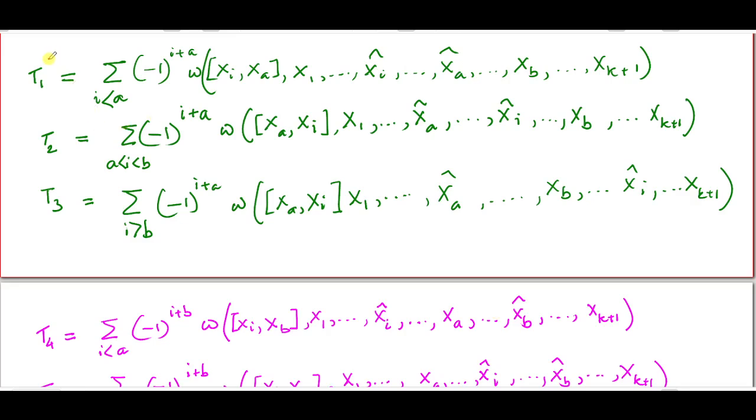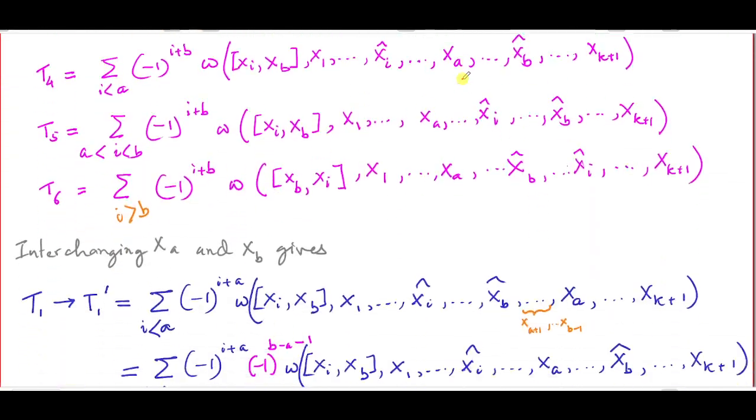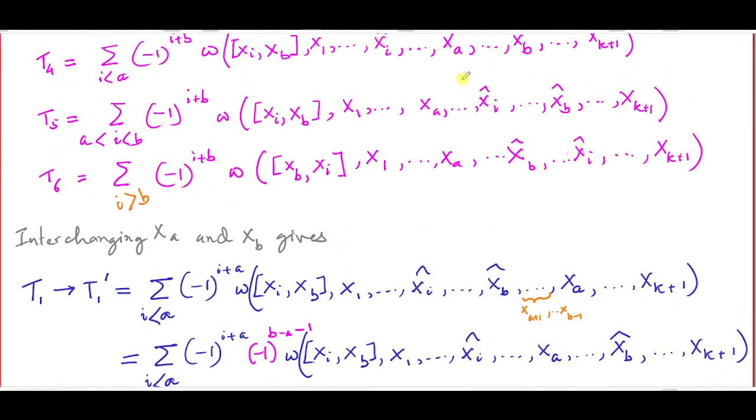So let us start with T1. If you were to interchange xa and xb here, of course you will end up with xb here. This will become xa and this will become xb hat. So T1 would essentially give rise to this. After the interchange, it will become T1 prime, and here instead of xa you have xb, instead of the xb you have xa, and of course the missing location where xa was missing from before, you have xb missing from that position.